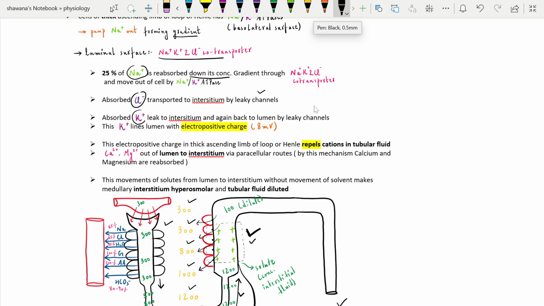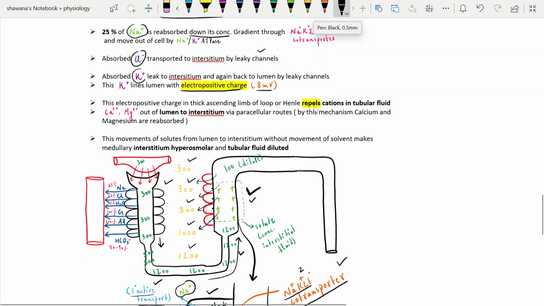Okay, but potassium will also leak by the leaky channels again to the lumen, and this leaking of the potassium into the lumen makes the lumen electropositive, about 8 millivolts, and this electropositive charge repels the cations in the tubular fluid like calcium and magnesium out of the lumen into the interstitium via paracellular routes. This is the mechanism by which calcium and magnesium are reabsorbed.